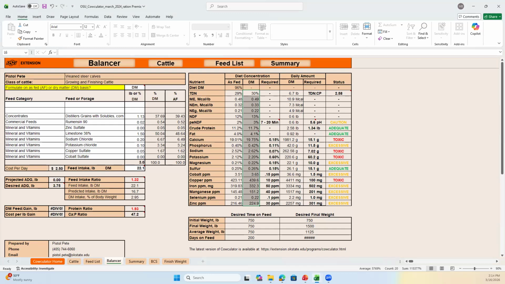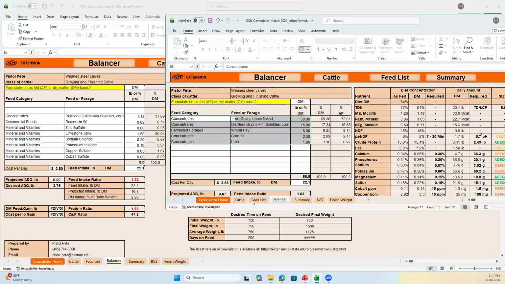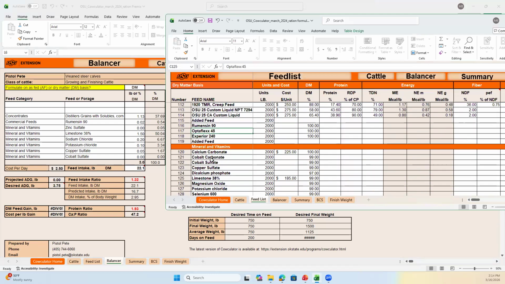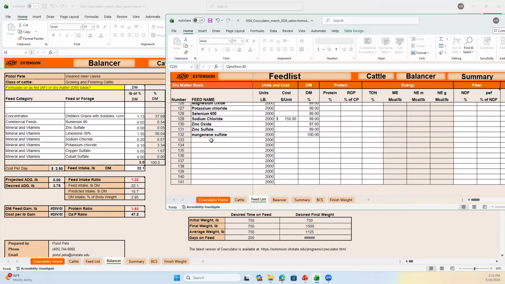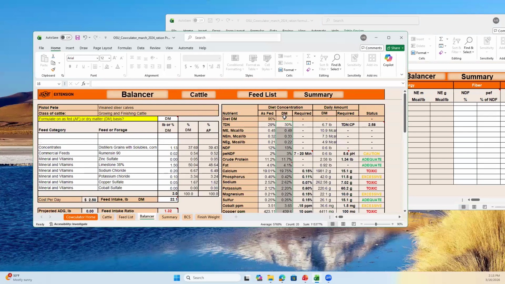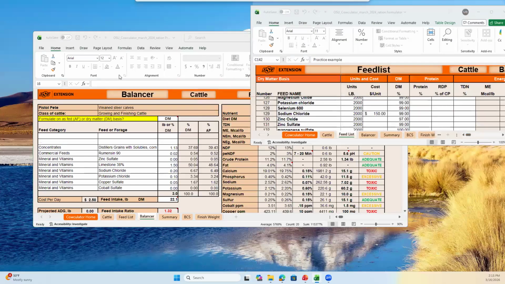Go over here to your other sheet. Come here to feed list, to minerals and vitamins. So let's make number 133 practice example. Okay. So I'm creating a new feed ingredient called practice example. Now I'm just going to take these values that are recorded here in this column and enter them into this other column.